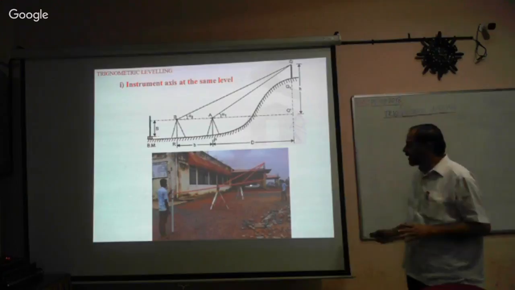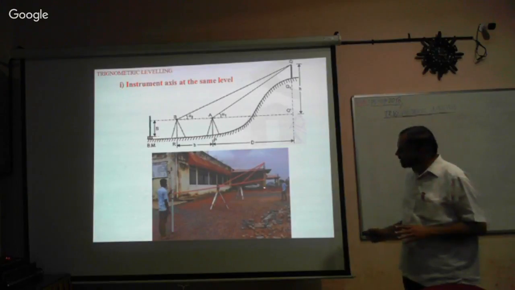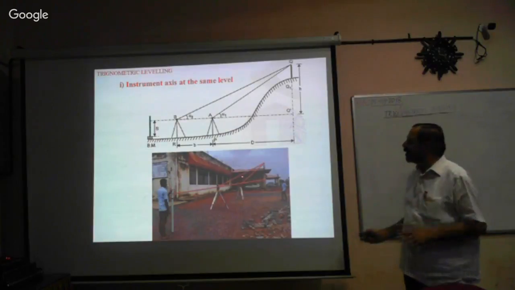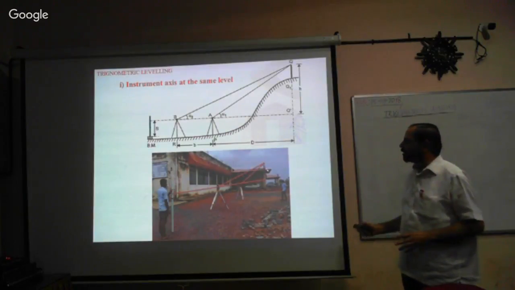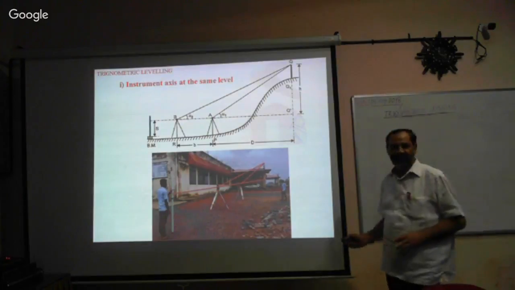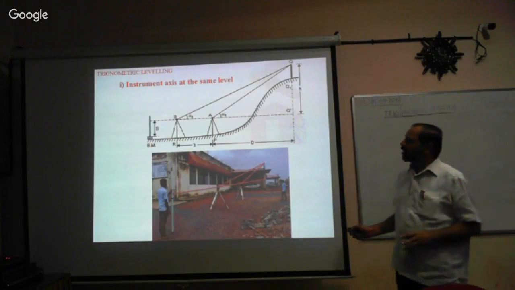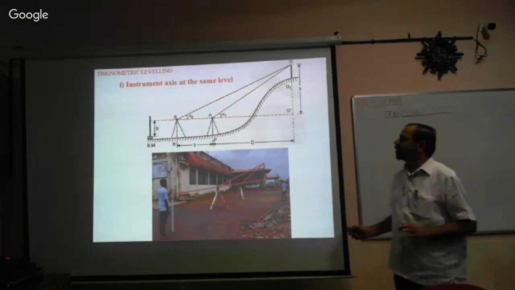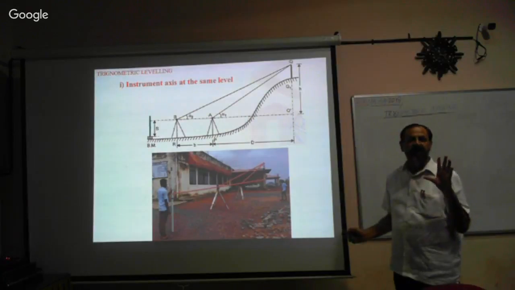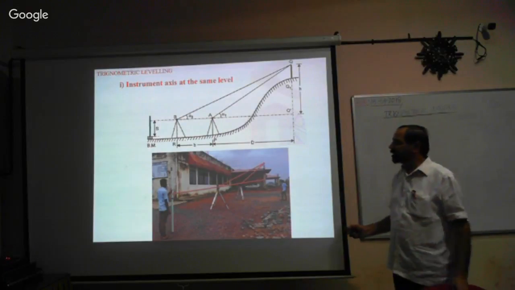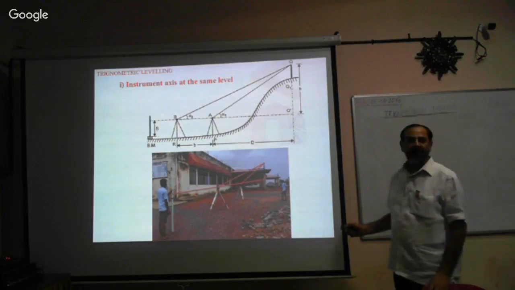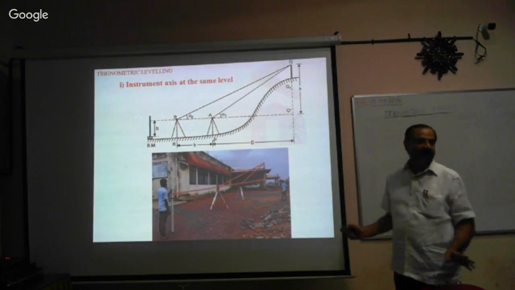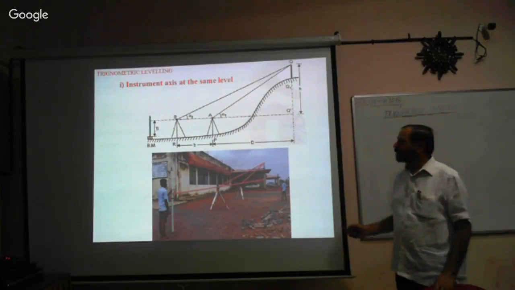Just now we have taken an example here. We can reach the station, but to show you, we have plotted this. Now, in the second station also, please perform all the temporary adjustments. Then make the line of sight horizontal. Then measure the staff reading.